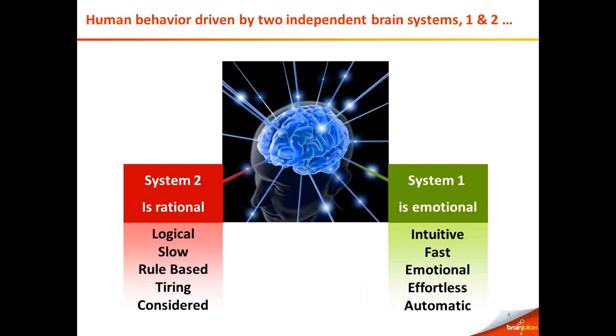So, let me recap. System 1: emotional, intuitive, fast, effortless. System 2 is much more rational, logical. It's slow. It's quite frankly a little bit painful. And when we ask consumers to really use their System 2, they don't want to.